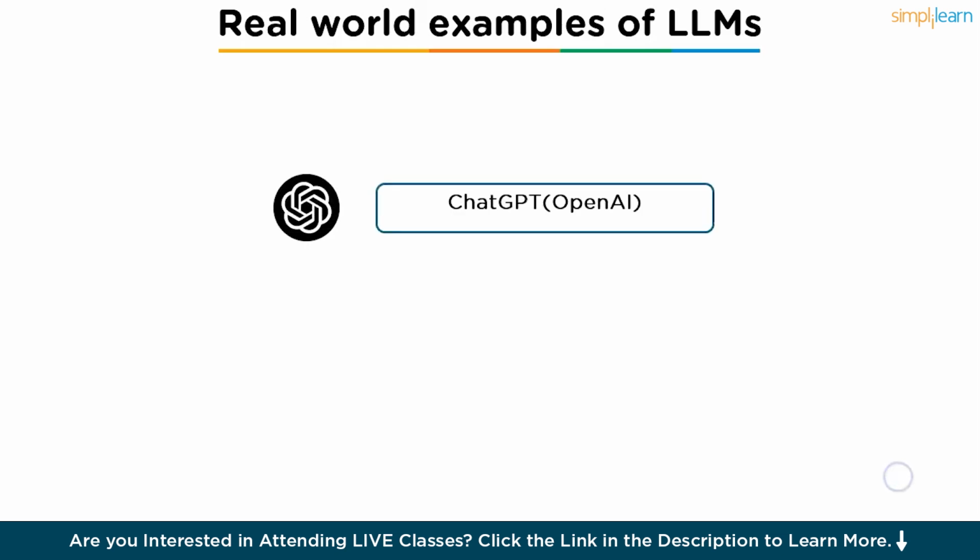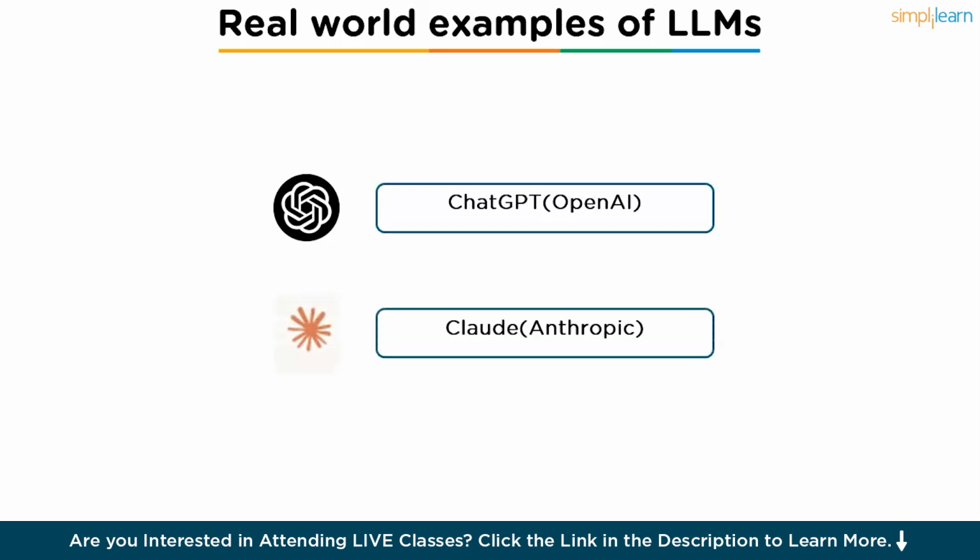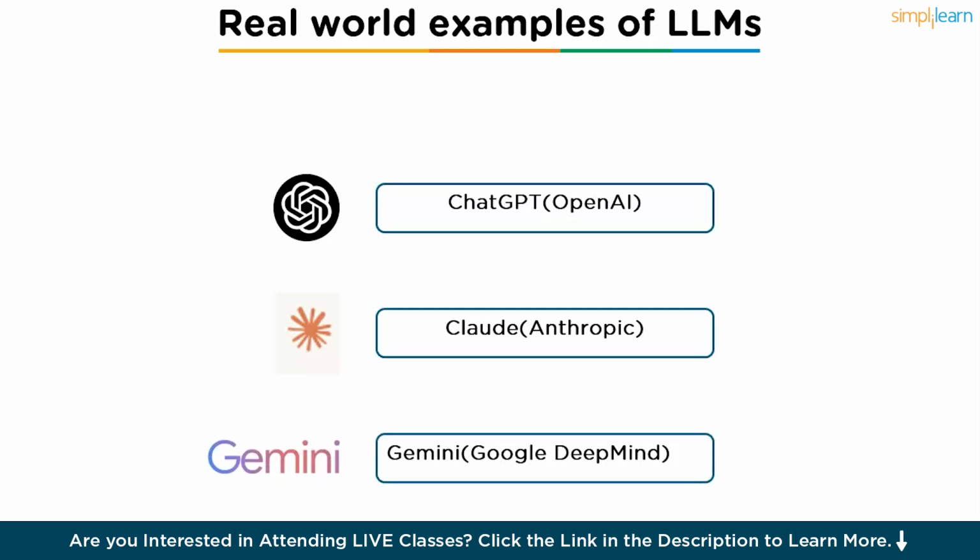Firstly, we have ChatGPT by OpenAI, which is known for conversational brilliance. Then we have Claude by Anthropic, which stands out for reasoning abilities. And then we have Google's Gemini, which is all about advanced language insights. These showcase the wide applicability and transformative power of LLMs.